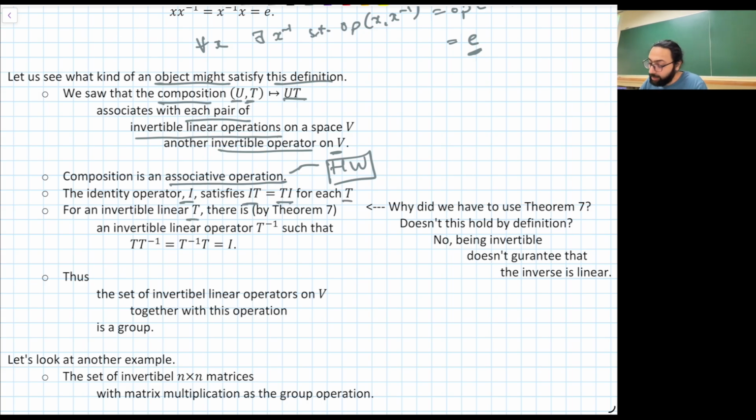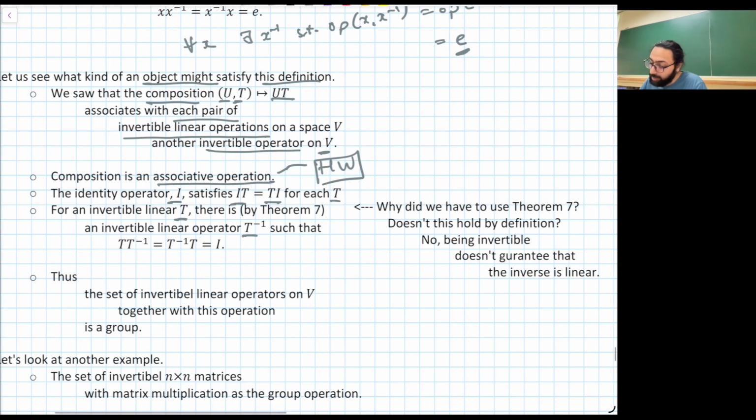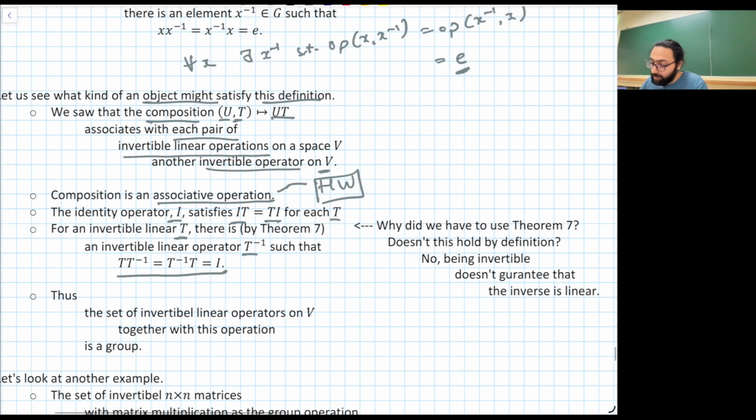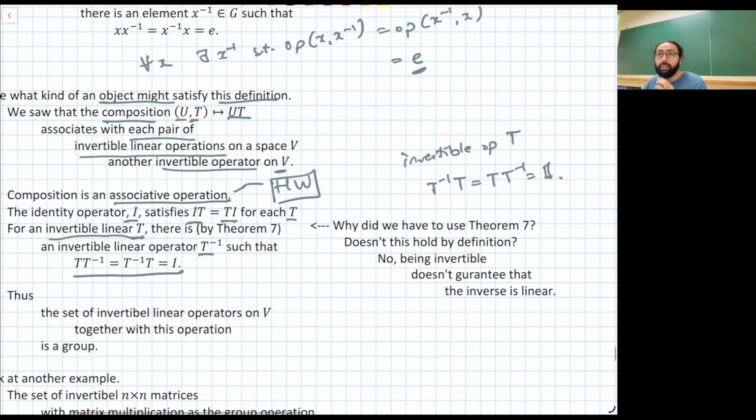And for an invertible linear T, there is by theorem 7 an invertible linear operator T inverse such that this is the case. Now, what was the definition of an invertible operator? For an invertible operator T, the definition was that there exists a unique element T inverse, and I think it was unique, yeah, such that this gives you identity. But what is not guaranteed is that if T is linear, it is not obvious that T inverse is also linear.